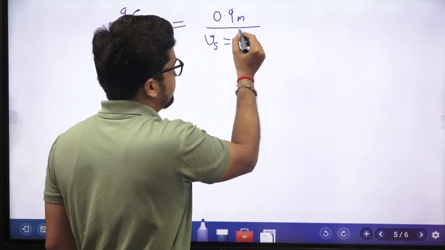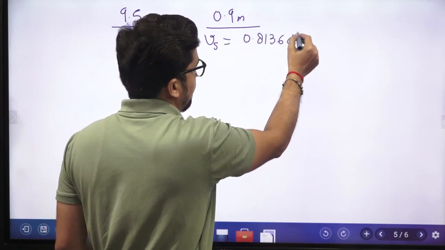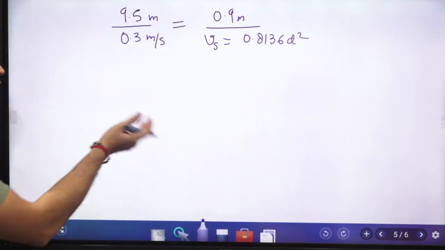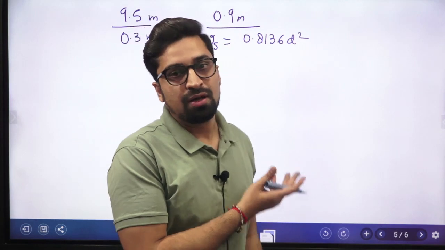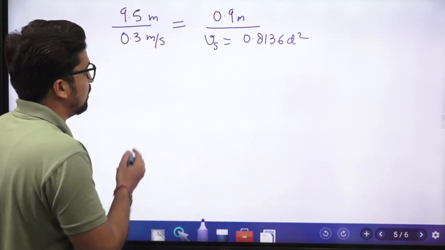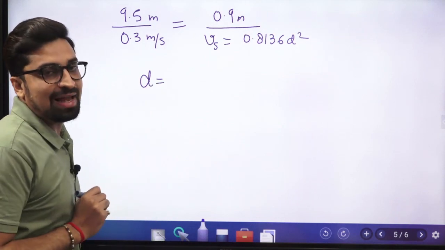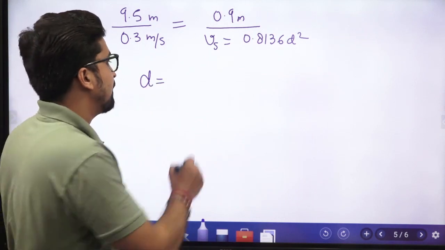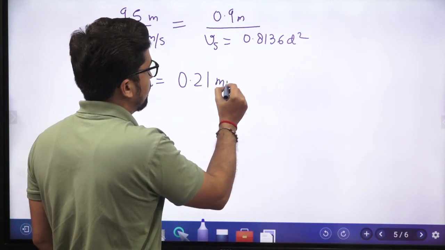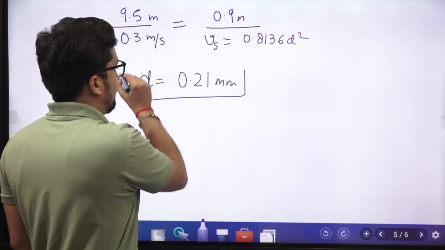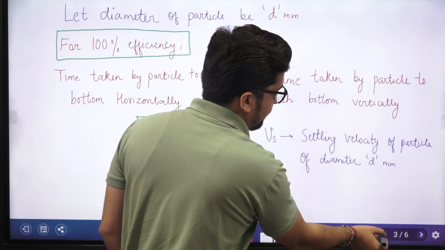And Vs is 0.8136 d square. All right. Now we have our relation for d, and we can easily find the value of d. On solving this equation, you will get the value of d as 0.21 mm, and this is the final answer of this question as asked in the question.